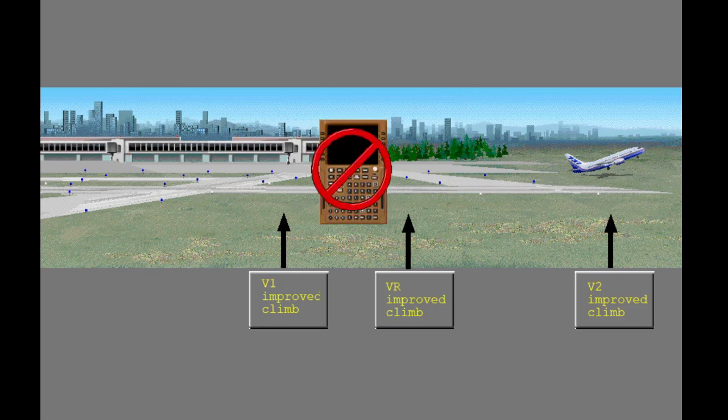Because these takeoff speeds are higher than the standard takeoff speeds for the improved climb weight, the takeoff speeds in the FMC and QRH are not applicable. The takeoff speeds must come from a takeoff analysis or from dispatch.